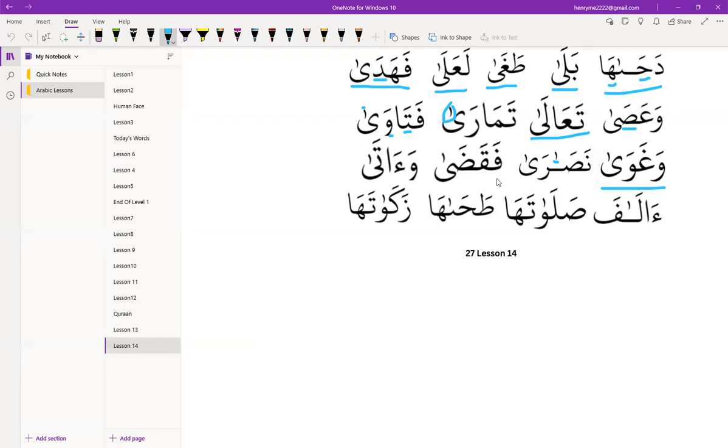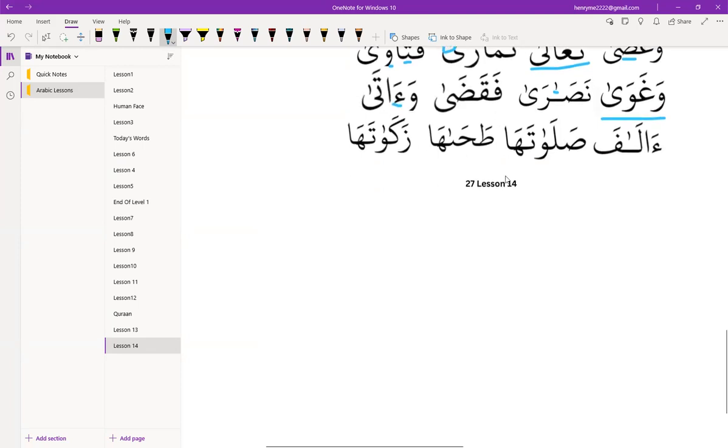Next one, faqada. We have the da here. The fatha on top of it will be double sounded. Wa'ata, two of them, the hamza as well as the ta. Next one, Alafa. The la and the hamza both will be long sounded for the fatha on top of them.